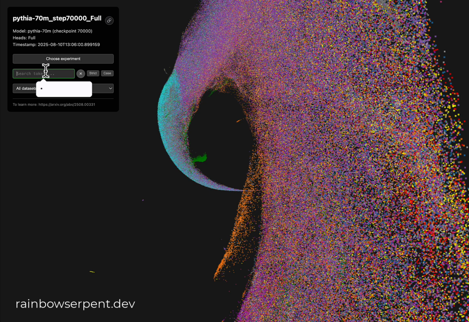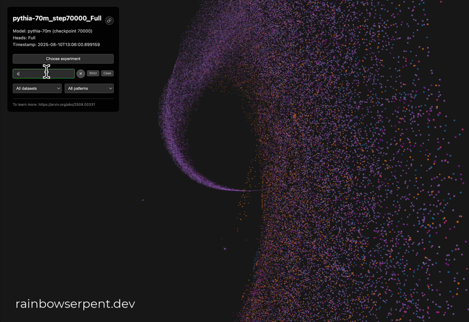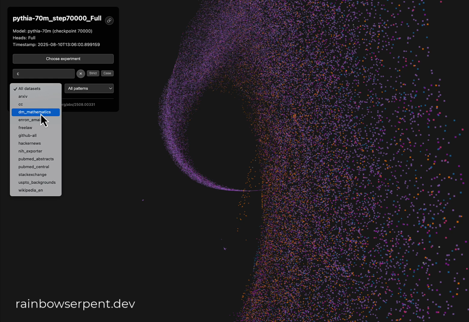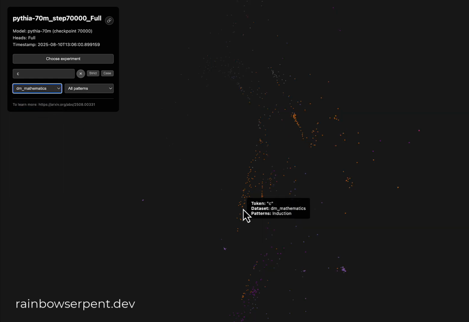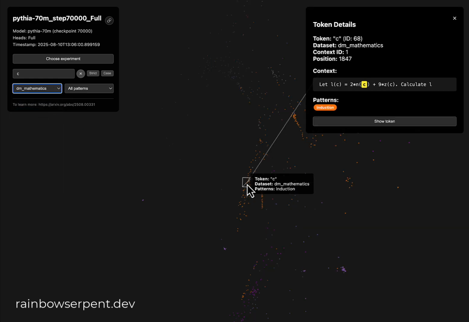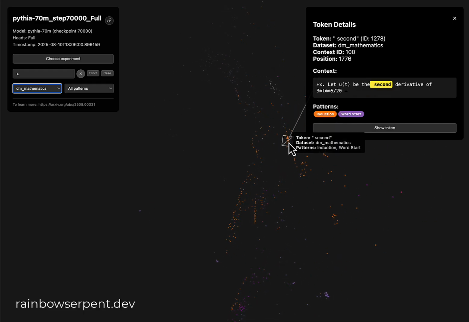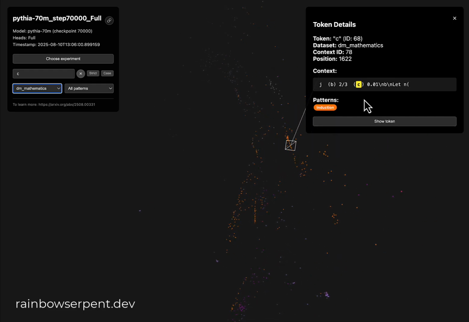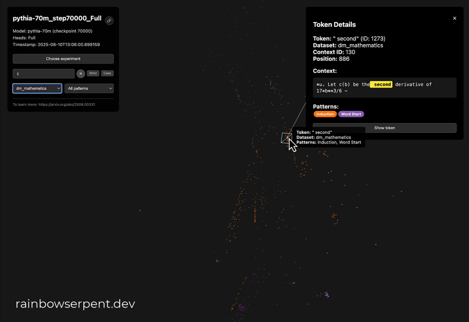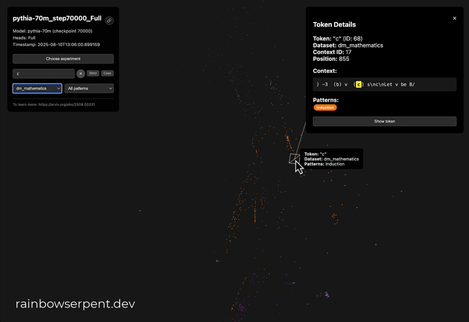So we might be curious. Let's take a look at all the C tokens in DM mathematics. This is the occurrences that were in that streak that we were looking at. We see another streak over here. These are actually enumerations, right? A, B, C, and so on. So the same token, but a different semantic.